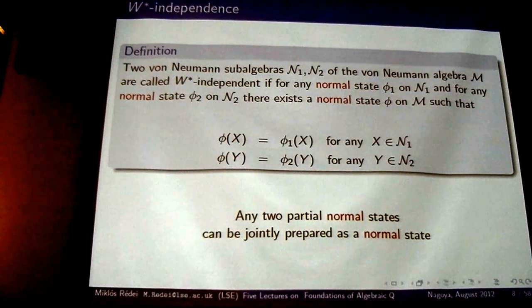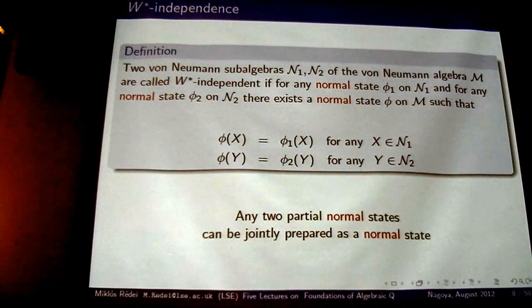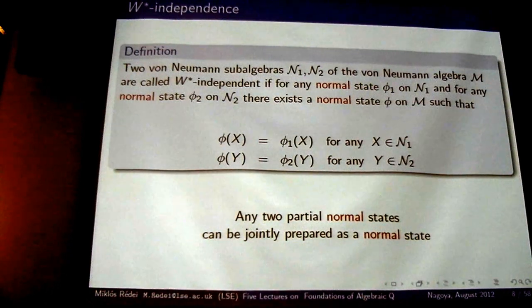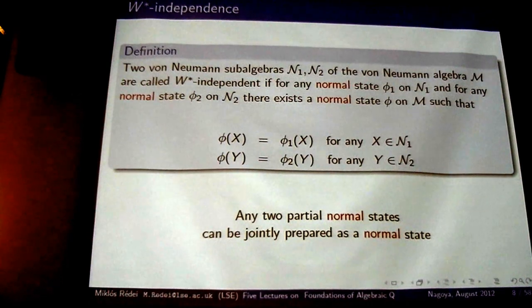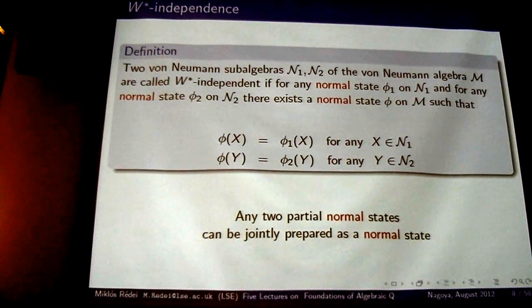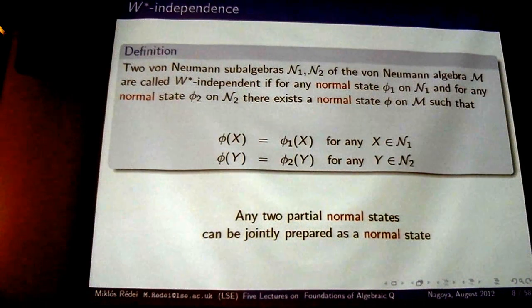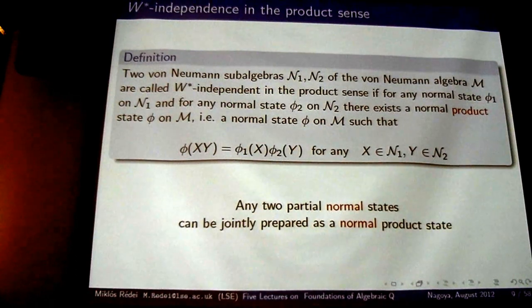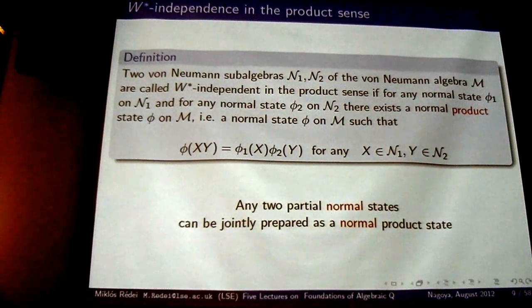Next definition, W-star independence. Two von Neumann algebras, or the von Neumann algebra M, are called W-star independent if for any normal state on one of them and for any normal state on the other, there is a normal extension of them to the large one. So the idea is that any two partial normal states have a joint extension as a normal state. Next, W-star independence in the product sense. Two von Neumann algebras are W-star independent in the product sense if any normal state on one and any normal state on the other have a joint extension which is a product across the algebras.